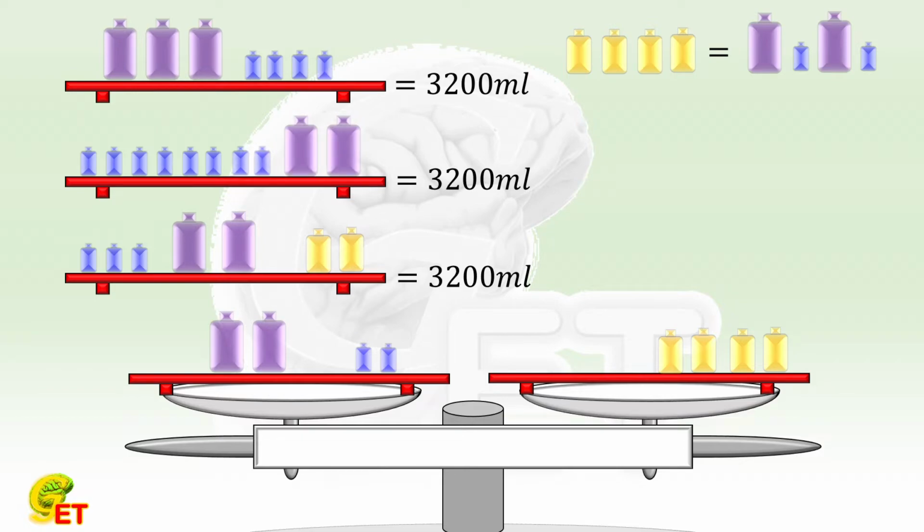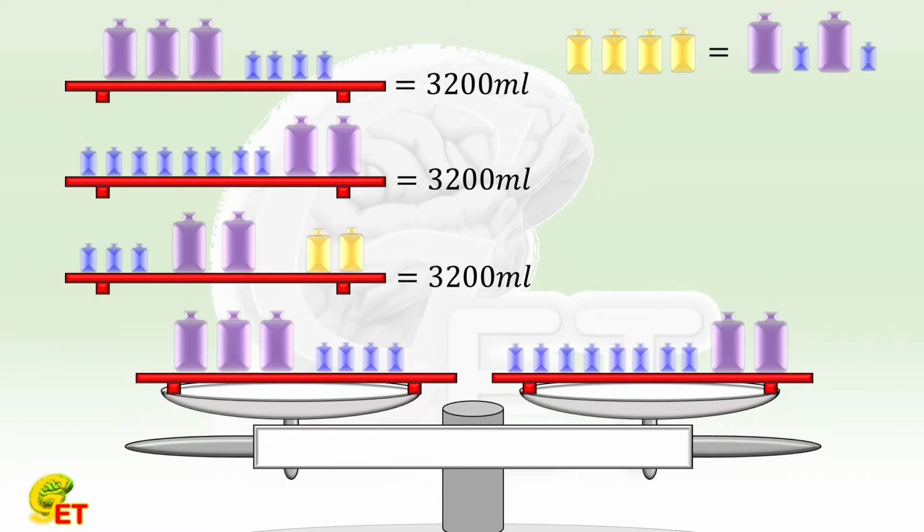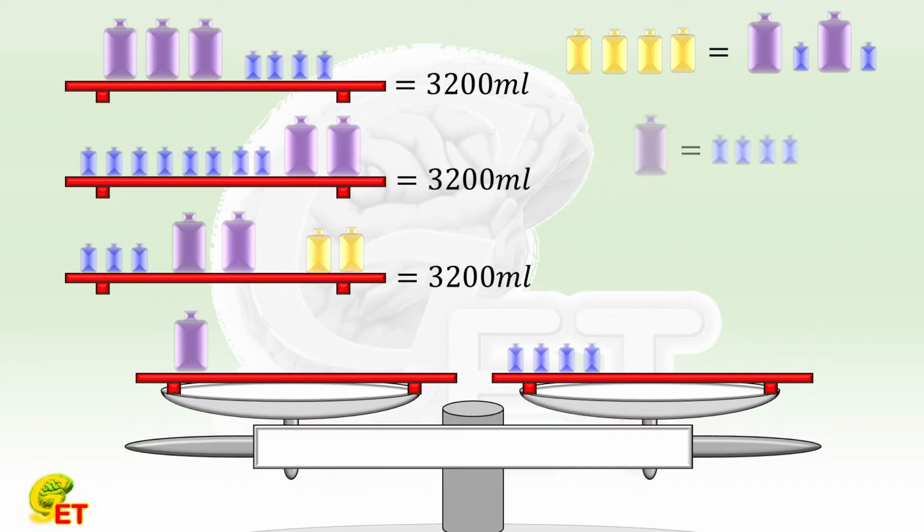Now both the new second shelf and the original first shelf only have large and small bottles. So we put them on a scale. 2 large bottles and 4 small bottles are removed from both sides of the scale at the same time. So 1 large bottle is equivalent to 4 small bottles.